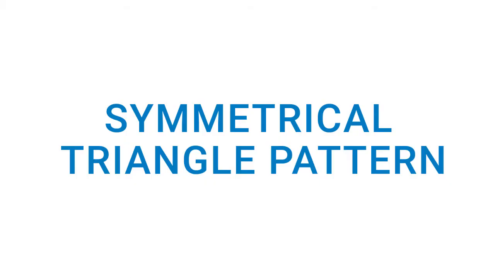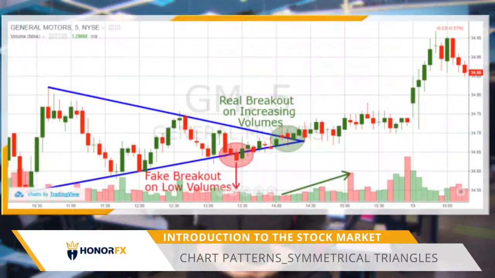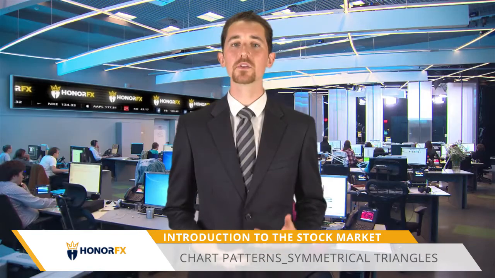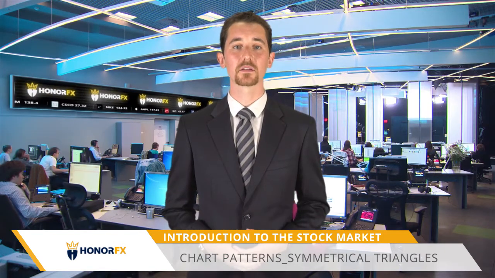Symmetrical triangle pattern. Above is a 5-minute chart of General Motors from May 12, 2015, where a symmetrical triangle developed over an entire trading day. In the red circle, we see a fake breakout. Notice that the volumes during this breakout are relatively low and stay low over the next few periods. Later on, we see a bullish breakout when the trading volumes are increasing. This is the real breakout which should be traded.